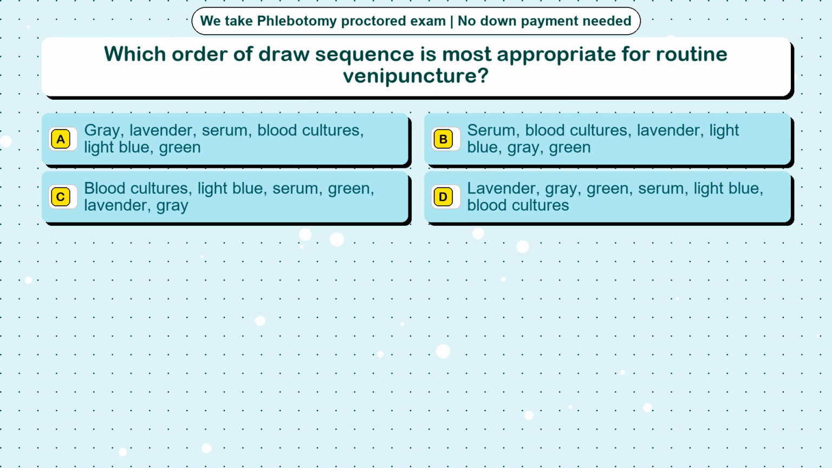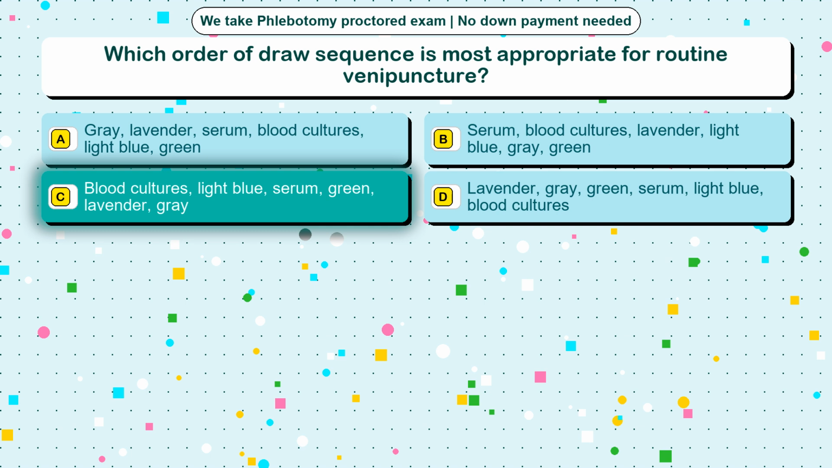Which order of draw sequence is most appropriate for routine venipuncture? Option A. Gray, lavender, serum, blood cultures, light blue, green. Option B. Serum, blood cultures, lavender, light blue, gray, green. Option C. Blood cultures, light blue, serum, green, lavender, gray. Option D. Lavender, gray, green, serum, light blue, blood cultures. The correct answer is option C.